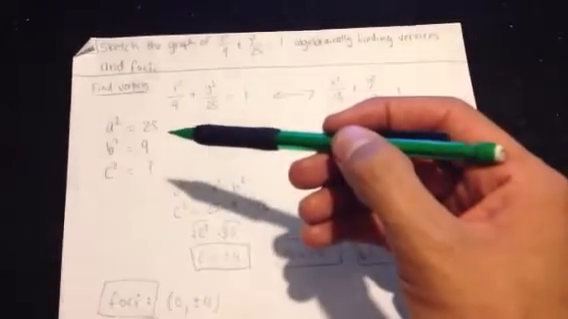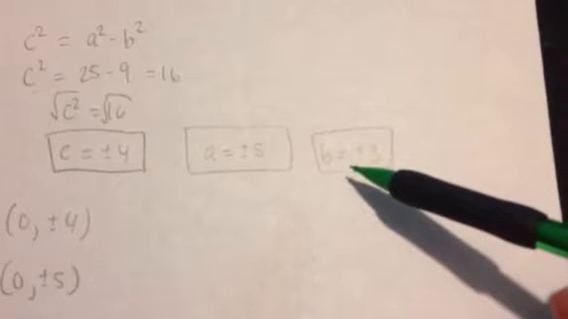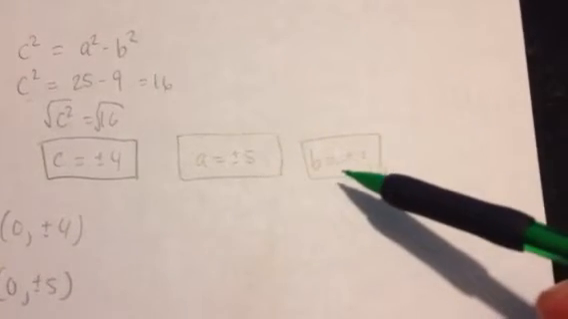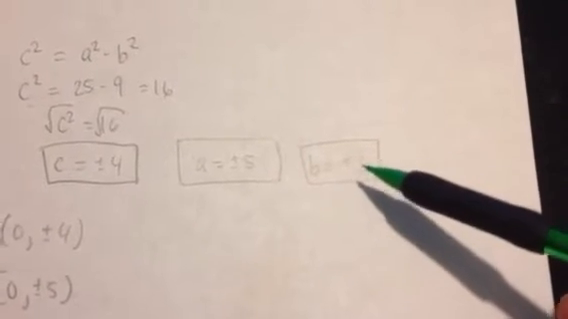Doing the same thing to these right here, if you take the square root of your a squared, you end up with plus or minus 5 for a, and b would be equal to plus or minus 3.